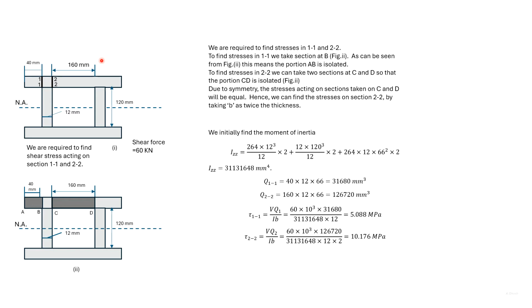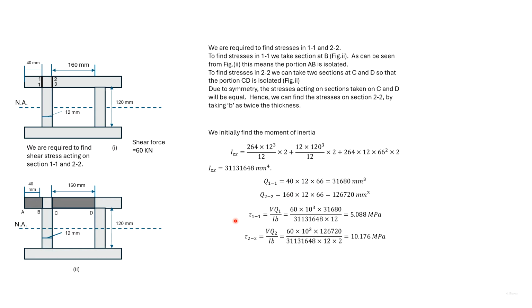We are given this section along with the dimensions and the shear force acting, and we are required to find out the shear stress at 1.1 and 2.2. Find out IZZ of the whole section. In order to find shear stress in section 1-1, we find out Q for the portion AB. So here we have given Q11.